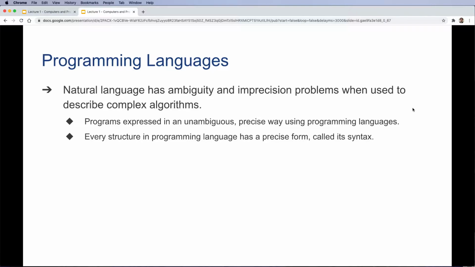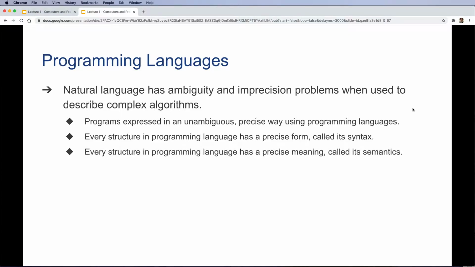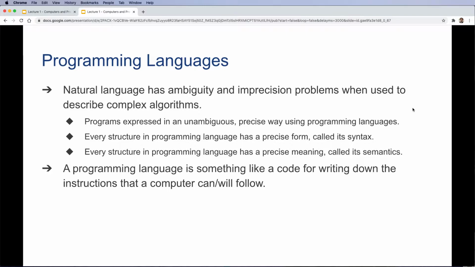Every structure in a programming language has a precise form, which is called its syntax. And every structure in a programming language has a precise meaning, which is called its semantics. A programming language is something like a code for writing down the instructions that a computer can and will follow.